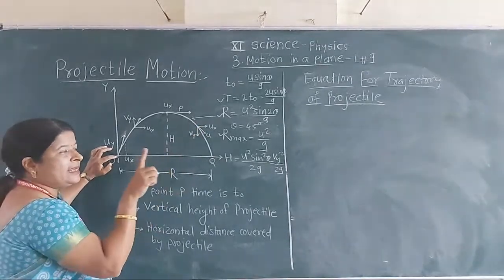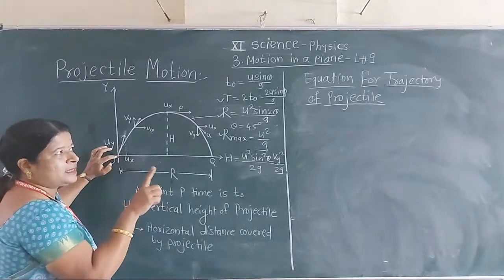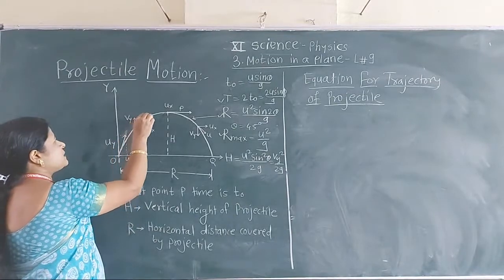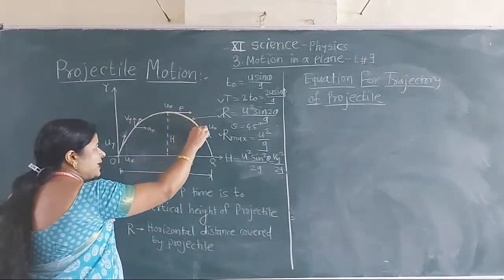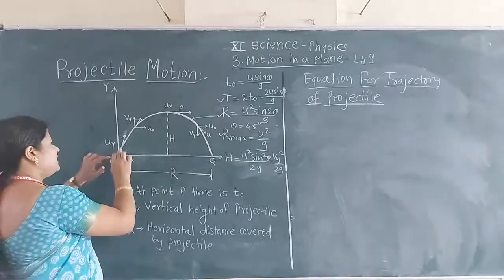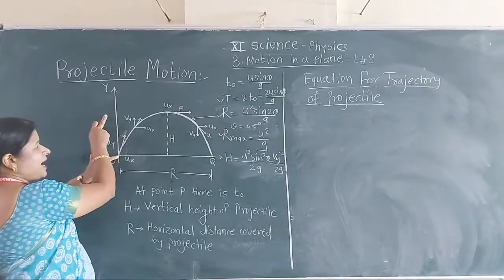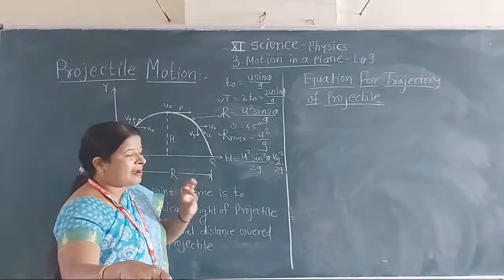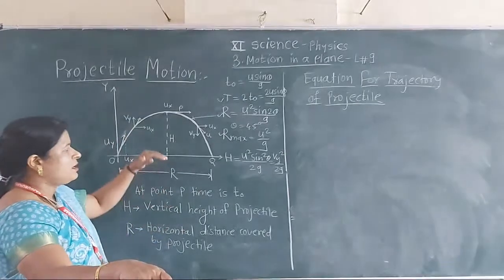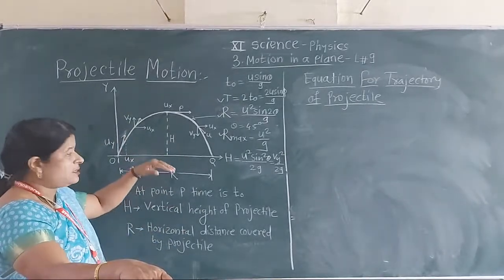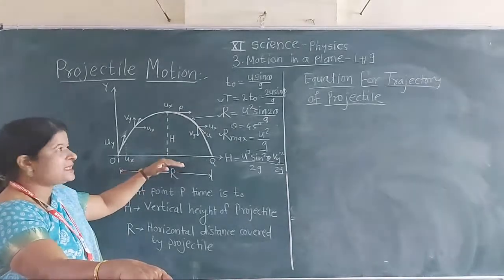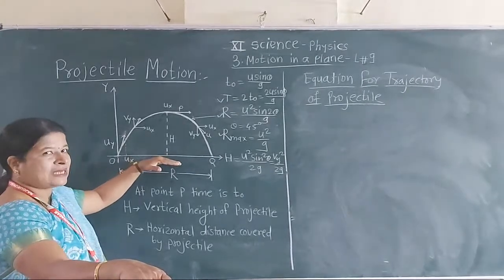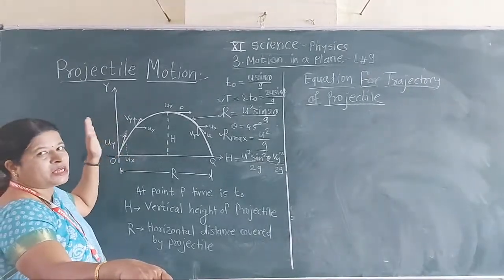Trajectory of projectile, that means total distance covered by that projectile. Total distance, that means this distance, total distance covered by that projectile. So this distance belongs in the y and x plane. So while finding out the equation of trajectory, we have to consider velocity along x-axis and velocity along y-axis. That means horizontal velocity of projectile and vertical velocity of projectile.